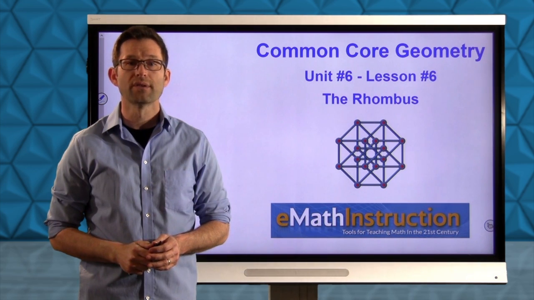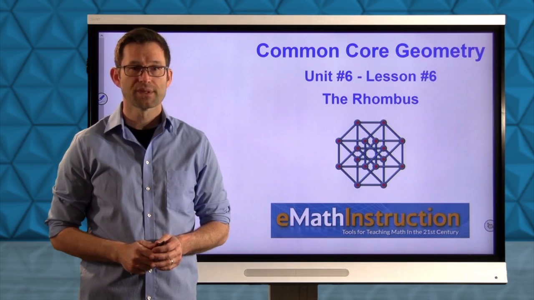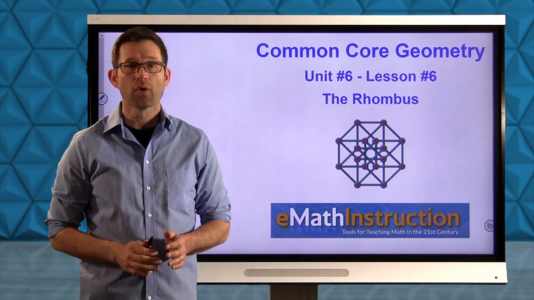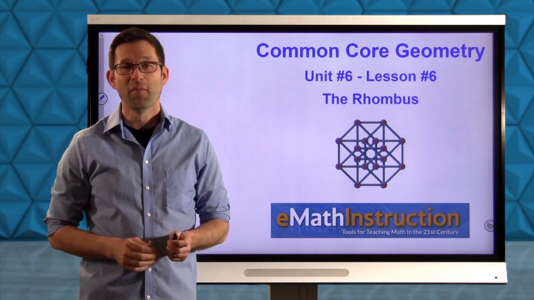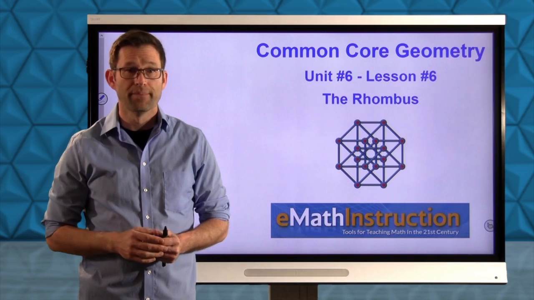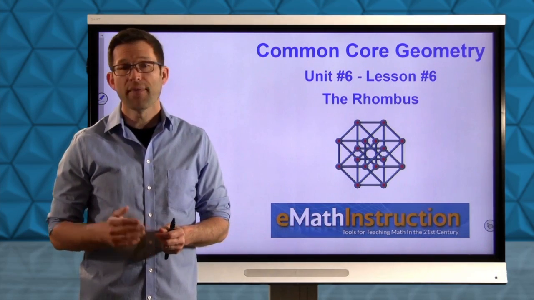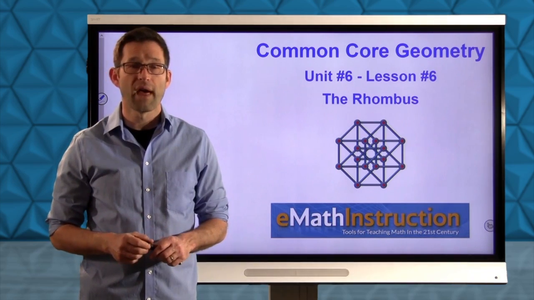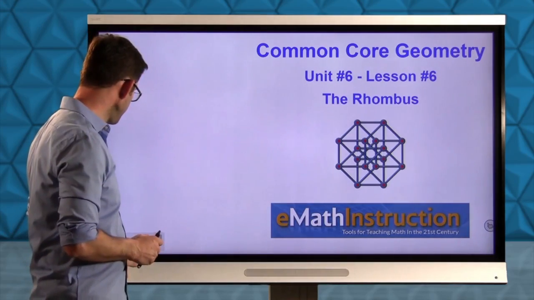My name is Kirk Weiler and today we're going to be doing Unit number 6, Lesson number 6 on the rhombus. Unit 6 is all about quadrilaterals, and rhombuses, or rhombi, are just one more type of them. What we're going to be doing today is looking at their definition and then what properties come from that definition. So let's jump right into what a rhombus is.